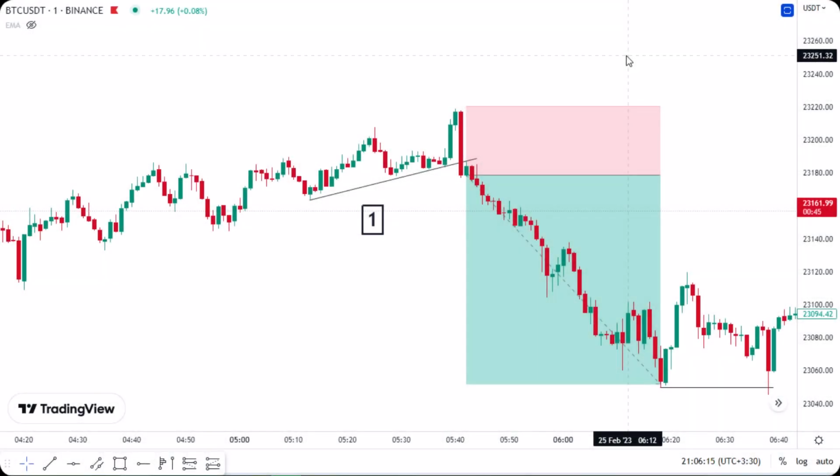Here we are on the Bitcoin chart, 1 minute time frame, 25th of February 2023, and we're going to see 20 profitable positions based on price action. So let's get started. Here we are on the first trade.